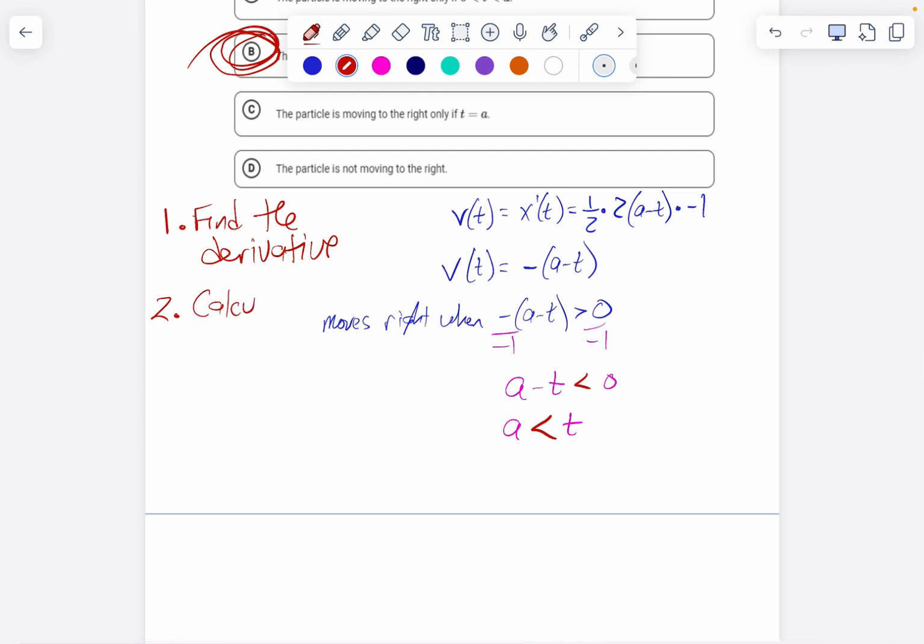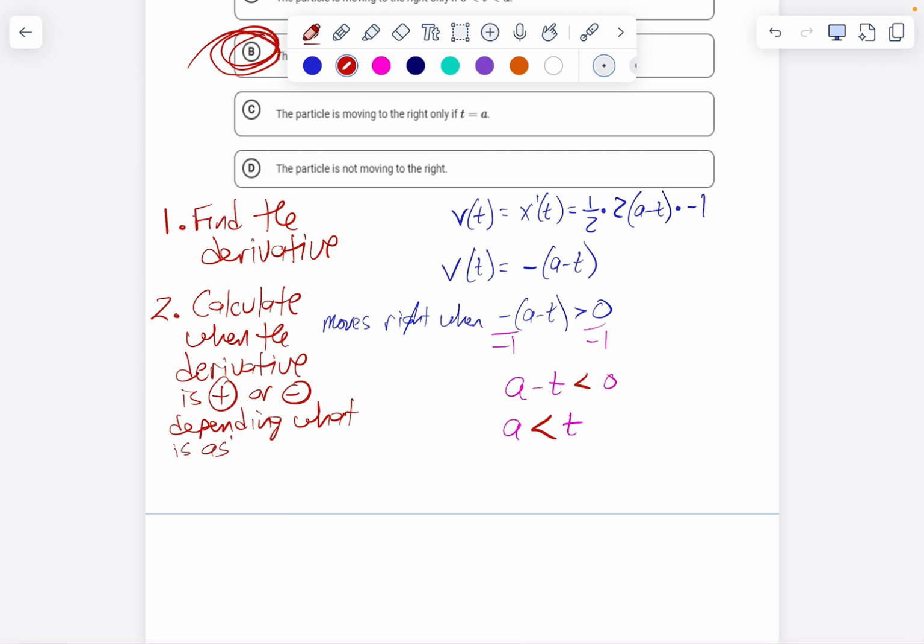And then you're going to calculate when the derivative is positive or negative, depending what it's asking. In this first one, it asked when is it moving to the right. So that was positive. Remember that right means positive, and left means negative.